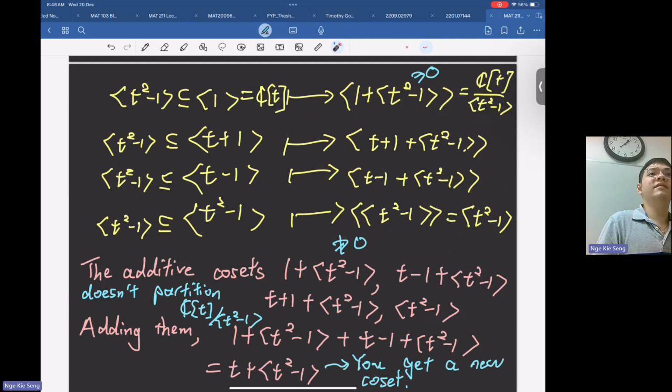Yes, Zhe. What do you mean? Which coset? The bottom one? What's the use of this coset? It's the same as the quotient ring. What's the use of the coset in quotient rings? Sorry, quotient group. Isomorphic. You mean the first isomorphism theorem?